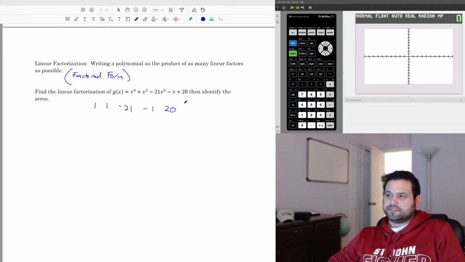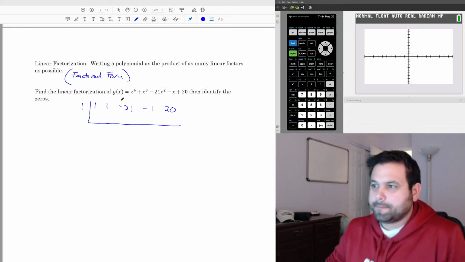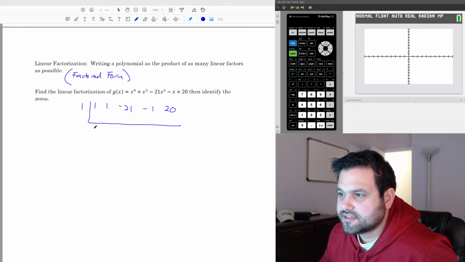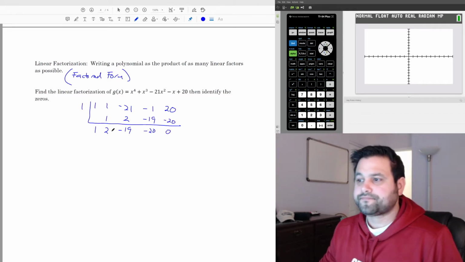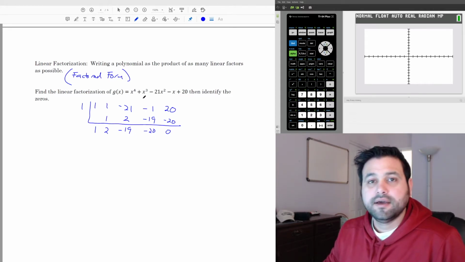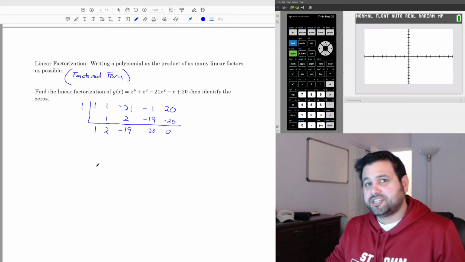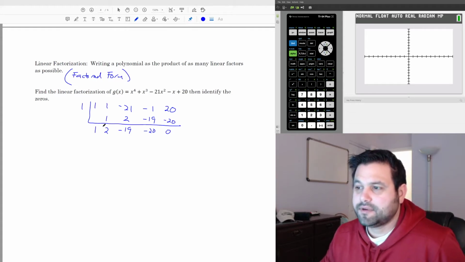Check to make sure nothing was skipped. Nope, that was good. And I'm going to put a 1 on the outside. I'm going to go ahead and do this synthetic division. And it does indeed work. So now what I'm left with is a cubic, but I can just keep going here. Okay, I can keep going.